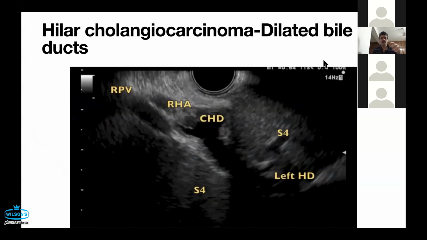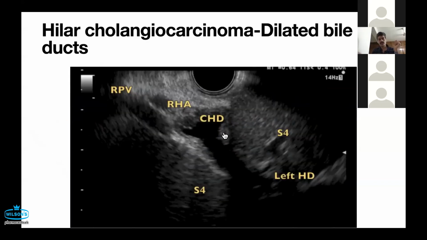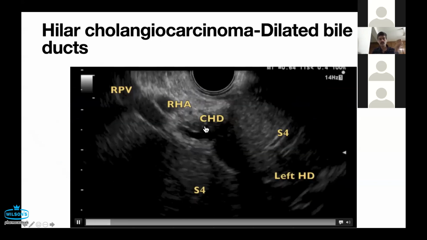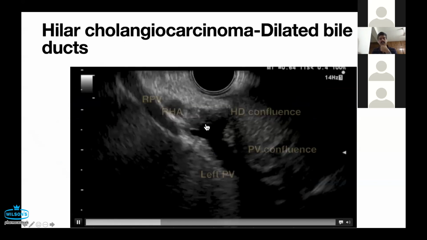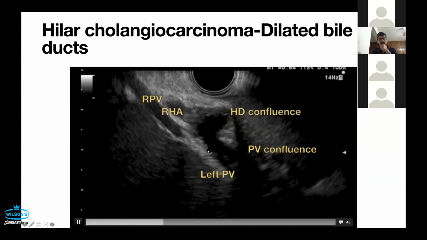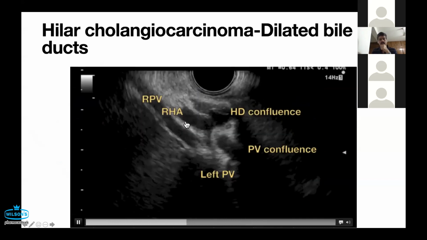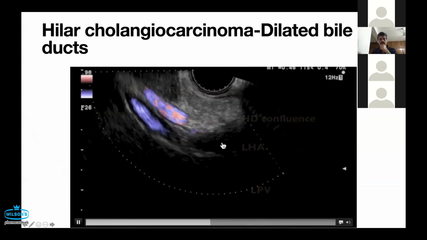This is just to show you a case of hilar cholangiocarcinoma. This is again a cross section at the hilum from the duodenal bulb. This is the hilar plate. This is the left hepatic duct. These are dilated ducts. The hepatic artery, the portal confluence. By putting on the Doppler flow, we can see the vascular structures.